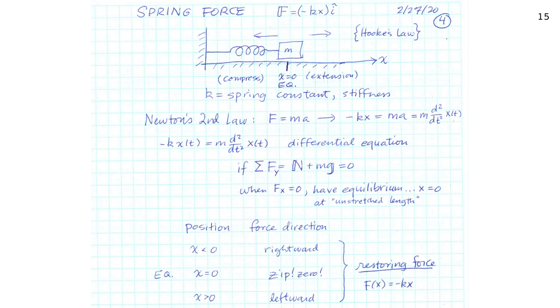All right, so we're talking about a differential equation. So let's write this down. Minus kx of t equals m times d squared by dt squared of x of t. Okay, so that's a differential equation.